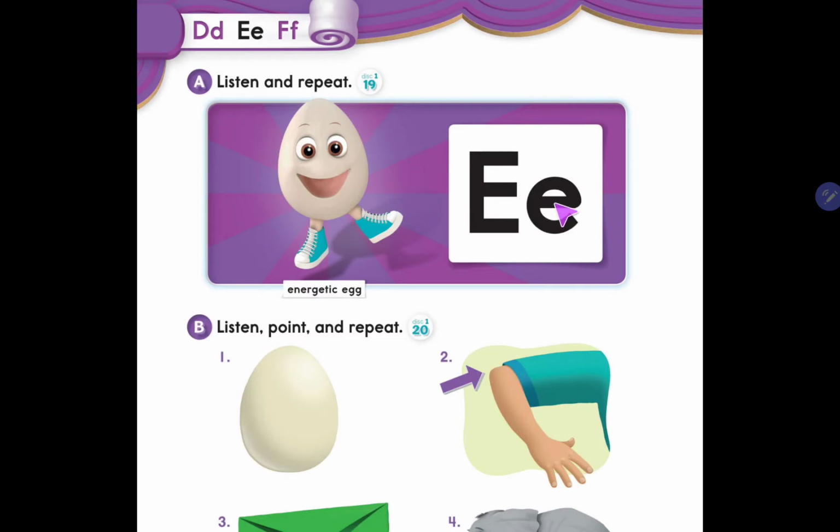Make your mouth wide, eh, eh. Not A, not A, but the letter eh, eh, eh. Elephant, eh, eh. Elbow, eh, eh. Envelope. Okay, the eh sound.